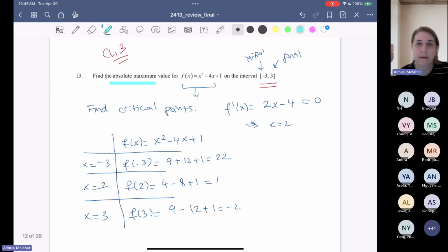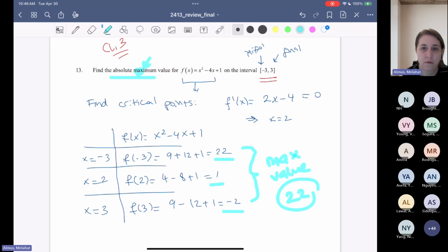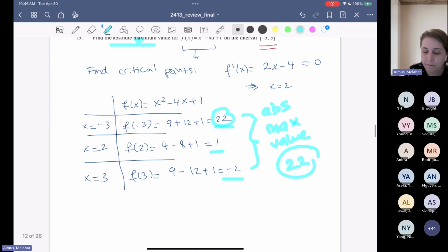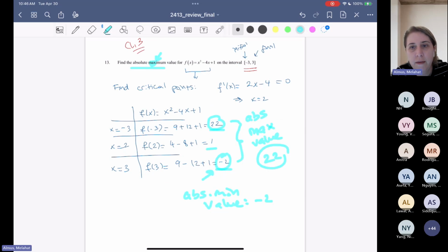So among these, you're looking for max. So you want the largest. Max value will be 22. You're looking at 22, negative 3, and negative 2. Absolute max value is 22. Absolute min value is, if asked, negative 3. Okay? So some versions might say max, some versions might say min, just one of them, multiple choice. Compare the values, the largest is max, the smallest is min. That's it.